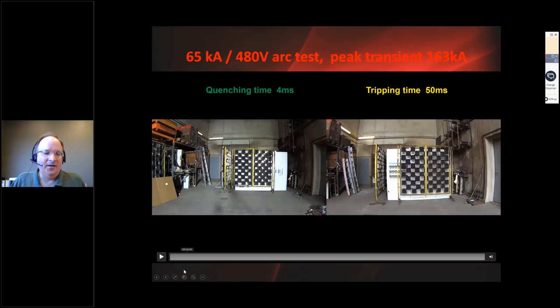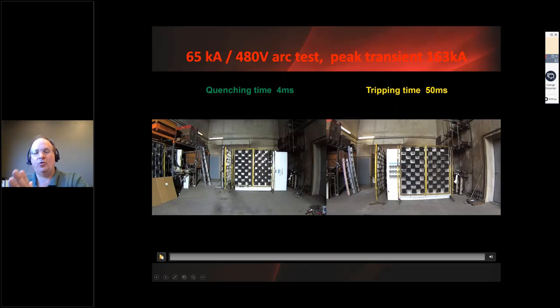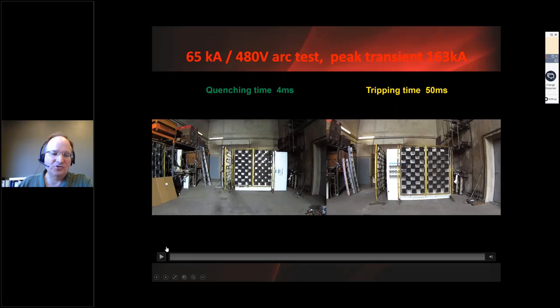You may have seen this video before in our arc quenching presentation, but the switchboard on the left has an arc quencher installed. This was a Square D UL 891 480 volt low voltage switchboard. The test was conducted at 65,000 amperes. And the switchboard on the right is the identical Square D switchboard, with a tripping or clearing time of 50 milliseconds. I'm going to start the video now, and look carefully at the left video, please.